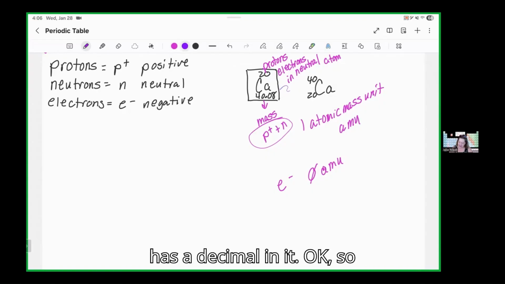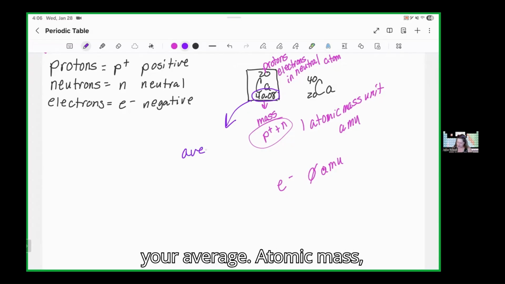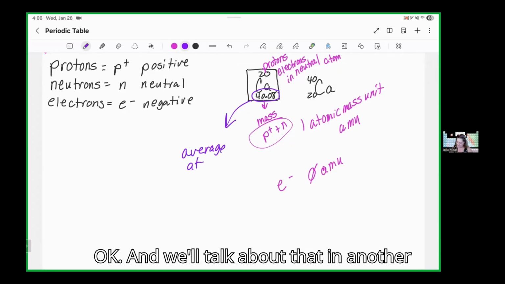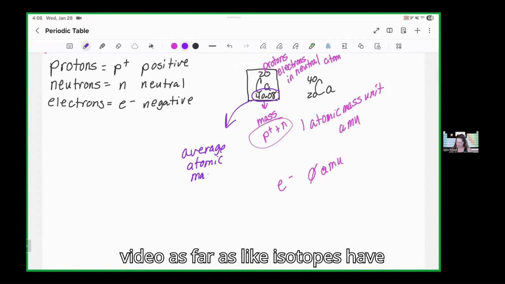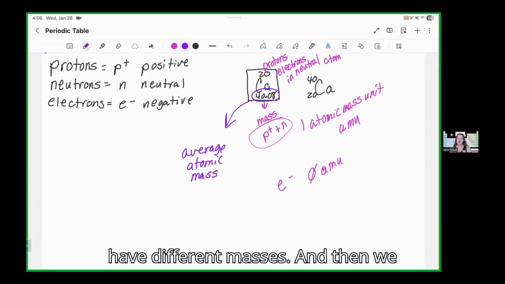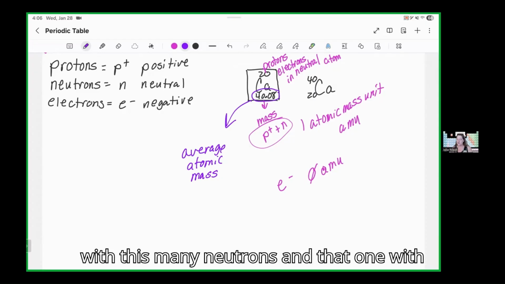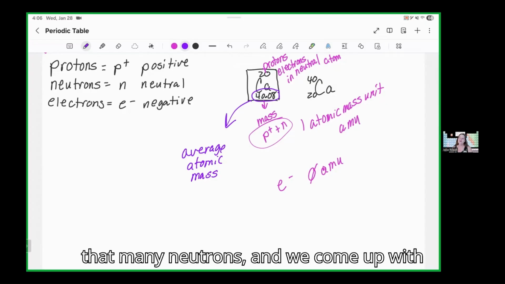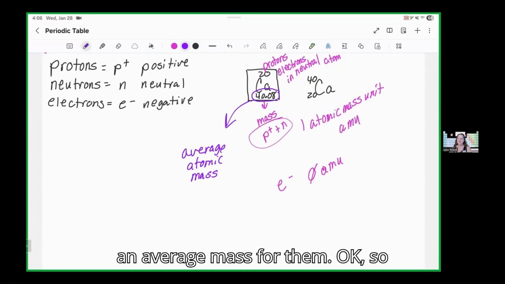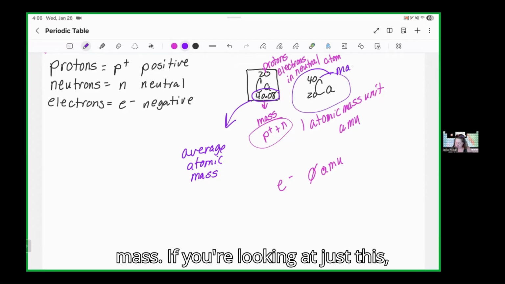And you'll notice that this has a decimal in it. So how can I have 0.08 of a proton or a neutron? This on the periodic table is your average atomic mass. We'll talk about that in another video, as isotopes have different numbers of neutrons, so they have different masses, and then we average all of the percentages of this with this many neutrons and that one with that many neutrons, and we come up with an average mass for them. So on your periodic table, it's an average mass. If you're looking at just this, that is the mass that you're looking at.